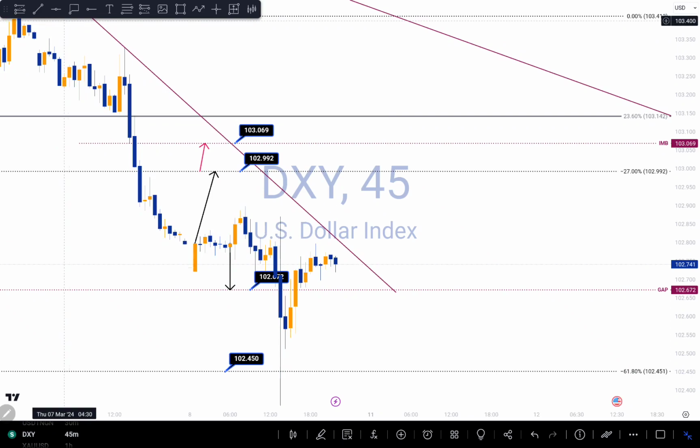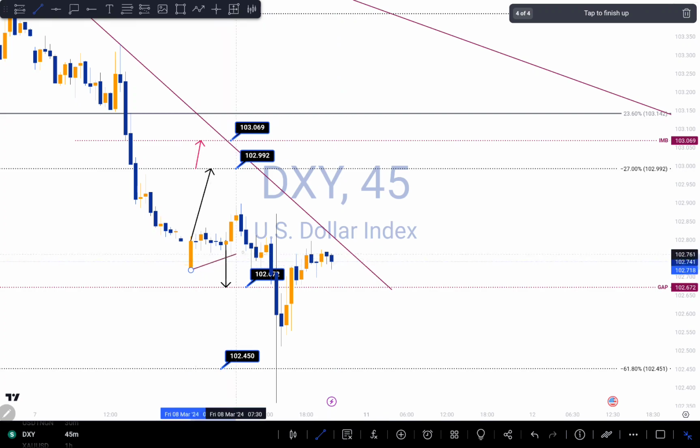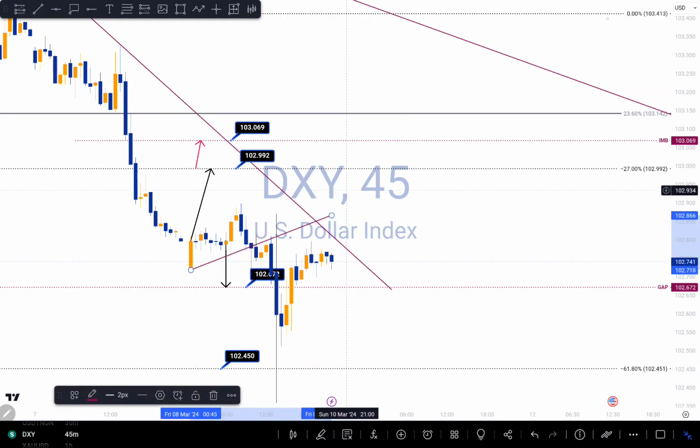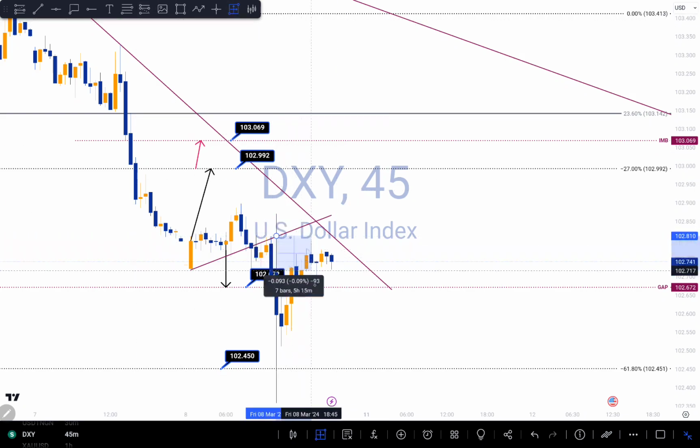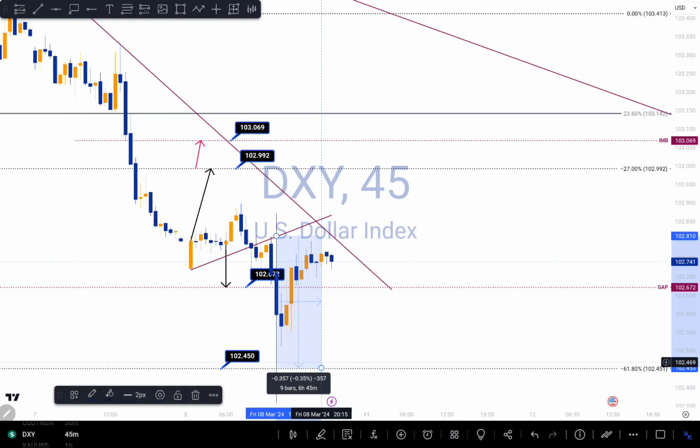I entered around this area right here. That was where I took my entry, because if we put a line right here, we can see we had the break, came to retest, and it started pointing to the downside. So let's see from here to here. That was a good one, right? So we have about 357.